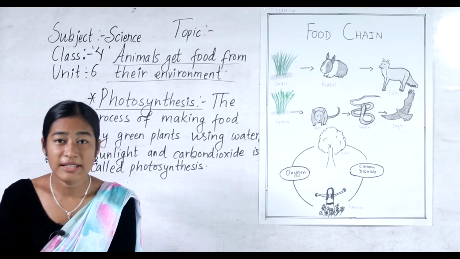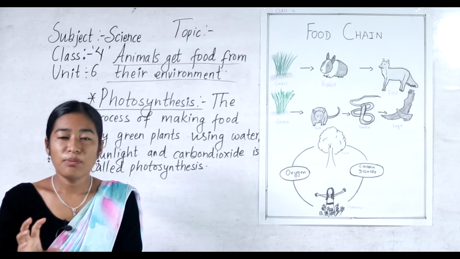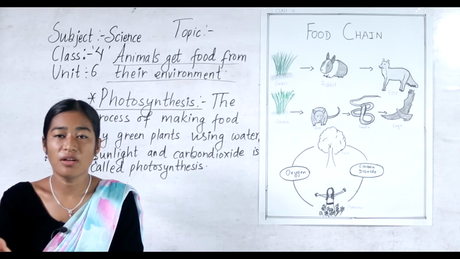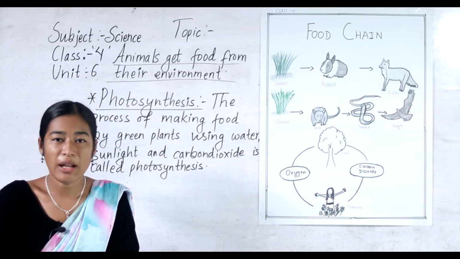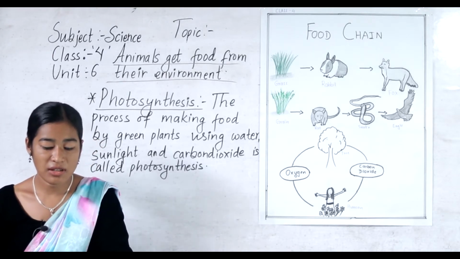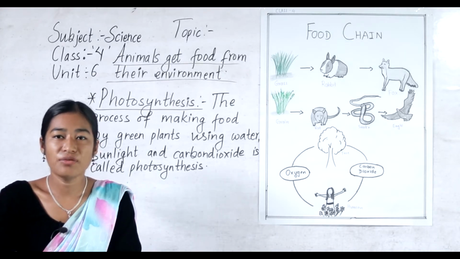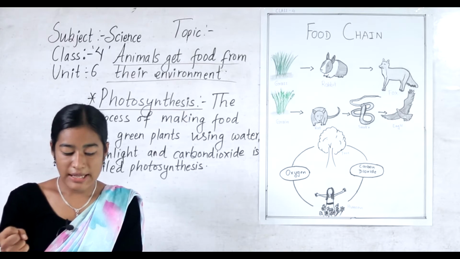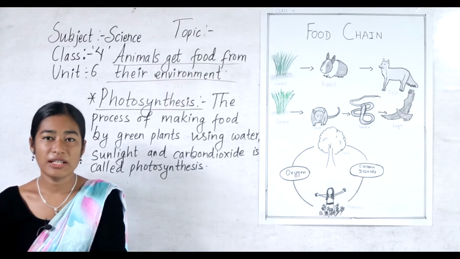Now we will go through the second paragraph. Green plants trap energy of sunlight to prepare their food. I have already told you, plants prepare their food during photosynthesis. So green plants trap the energy of sunlight to prepare their food. Some part of the energy is utilized by the plants for their growth. So they utilize it for their growth. So we also store energy from the plant.